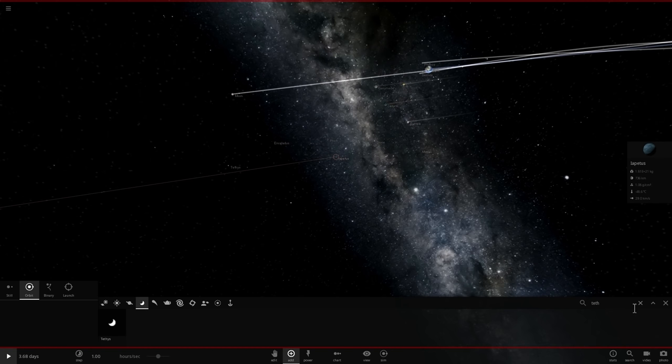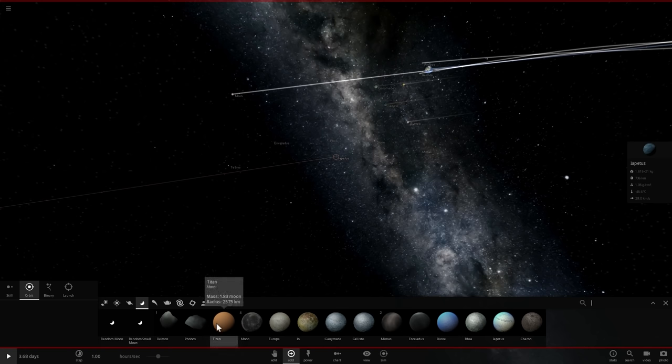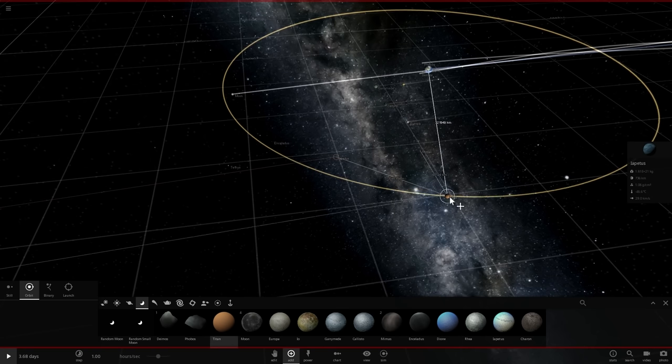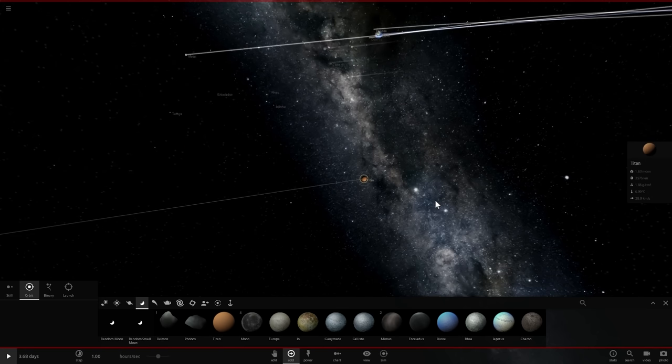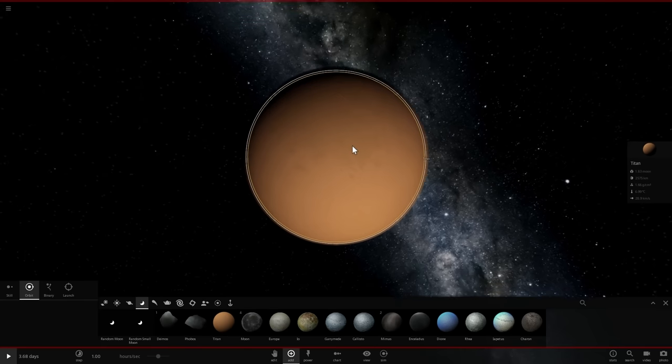I'm totally forgetting one. I'm forgetting the most important one. Titan. This is actually my favorite moon ever. Titan has to be on the list. Now, why is Titan so important and why is it my favorite?